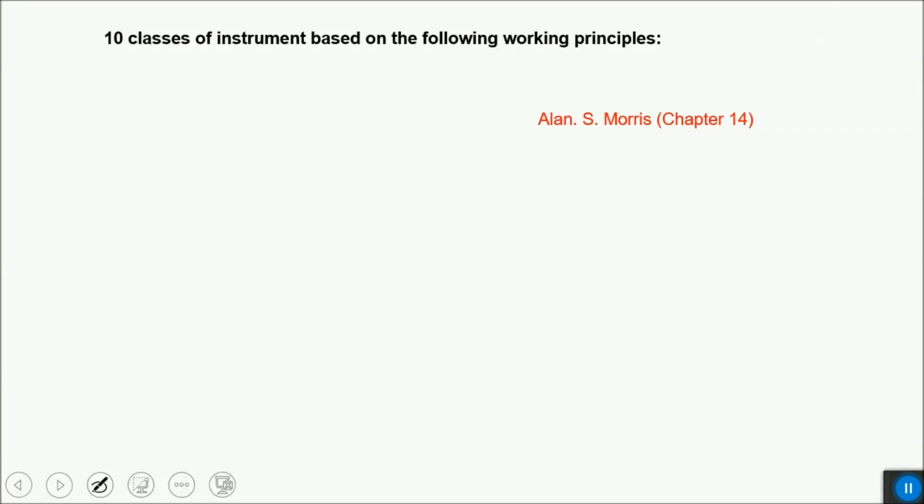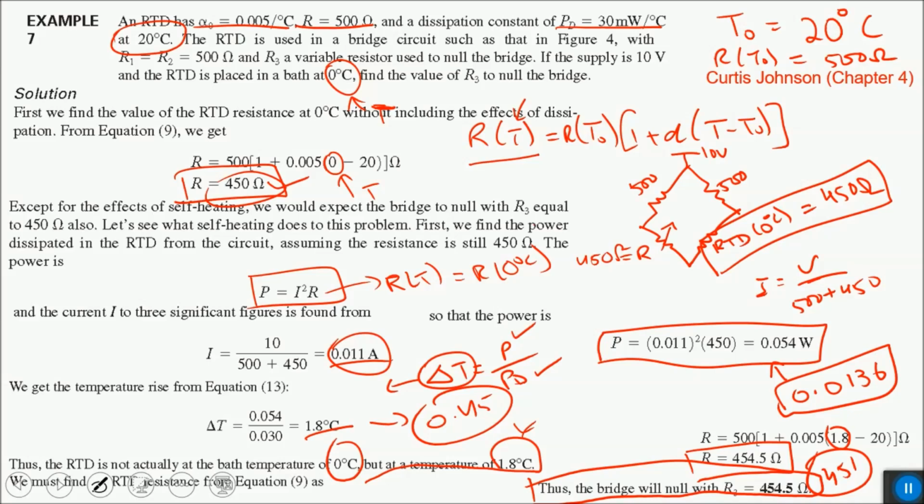So these are the things that have to be kept in mind while using RTDs as temperature sensors and while designing the signal conditioning circuits of your RTD based temperature sensor system.